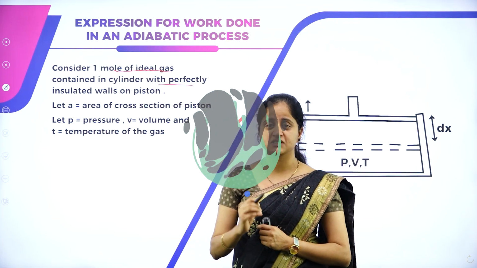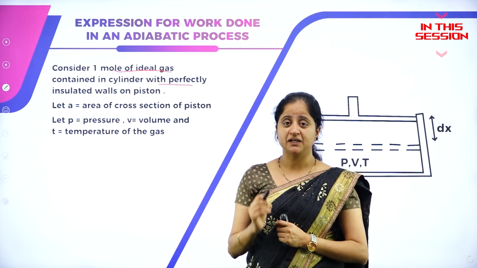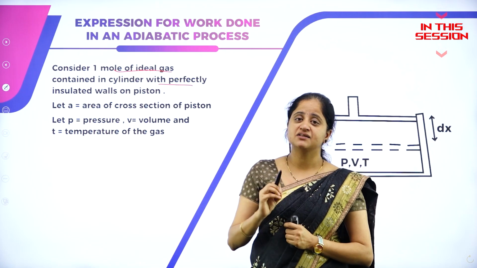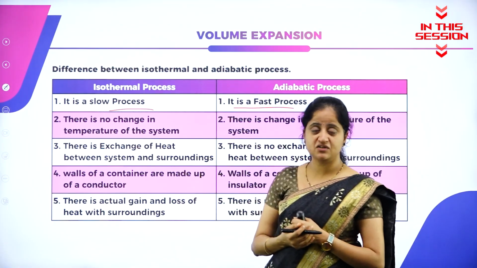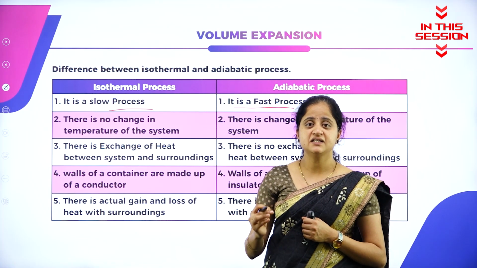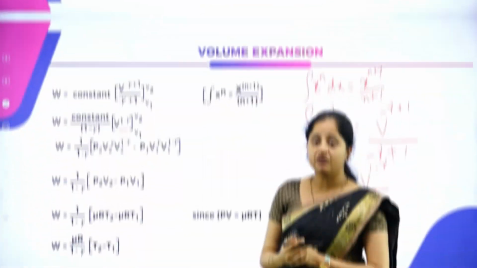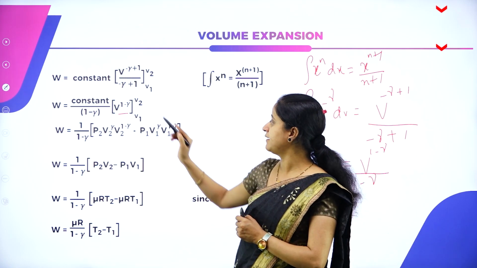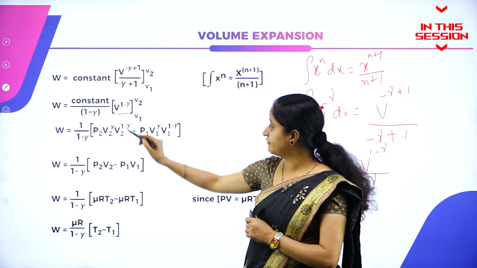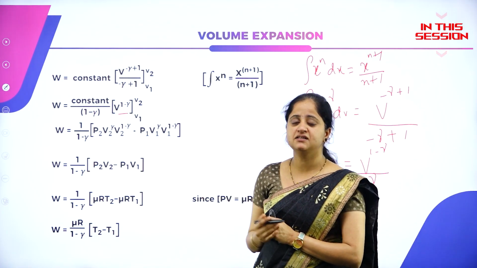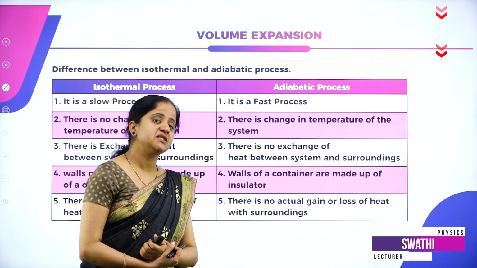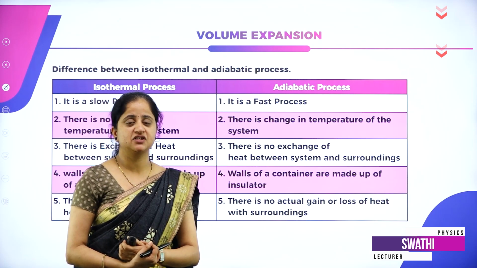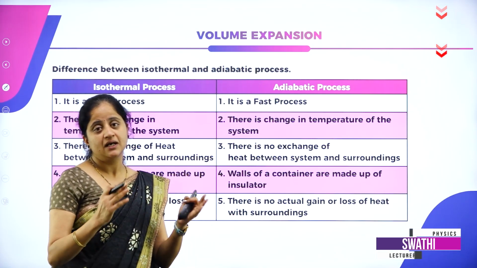The cylinder and the piston must be perfectly insulating, because there should not be any exchange of heat between the system and surrounding. There is no change in temperature of the system, and hence it is an isothermal process. According to the substitution procedure, we have to substitute the upper limit in the variable inside the bracket minus the lower limit. In an isothermal process, temperature remains constant, whereas in an adiabatic process, the heat energy remains constant. This is the basic difference, as we all know.